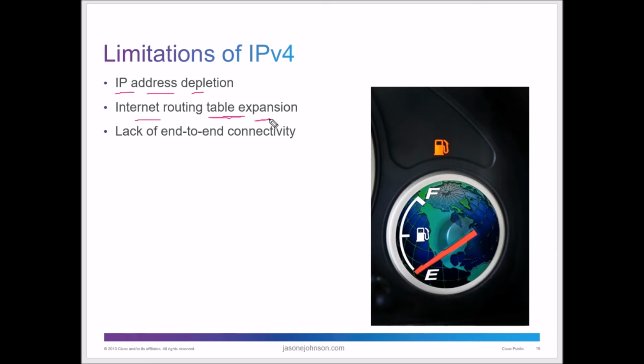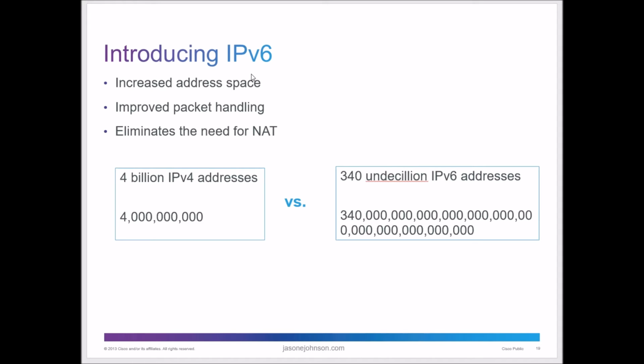And so in the 1990s, and I believe it was 95, but I may be wrong on that, you can go Google it, version 6 first came out. But it's taken a long time to get version 6 in place. There's a lack of end-to-end connectivity, which version 6 will bring along. So IPv6 gives us more address space, improves packet handling, and eliminates the need for network address translation. So NAT goes away. We don't really need that.